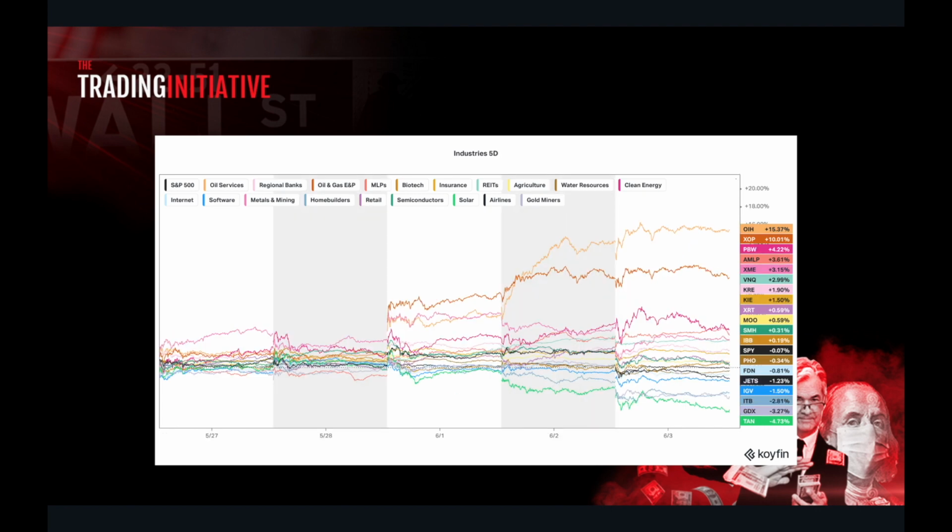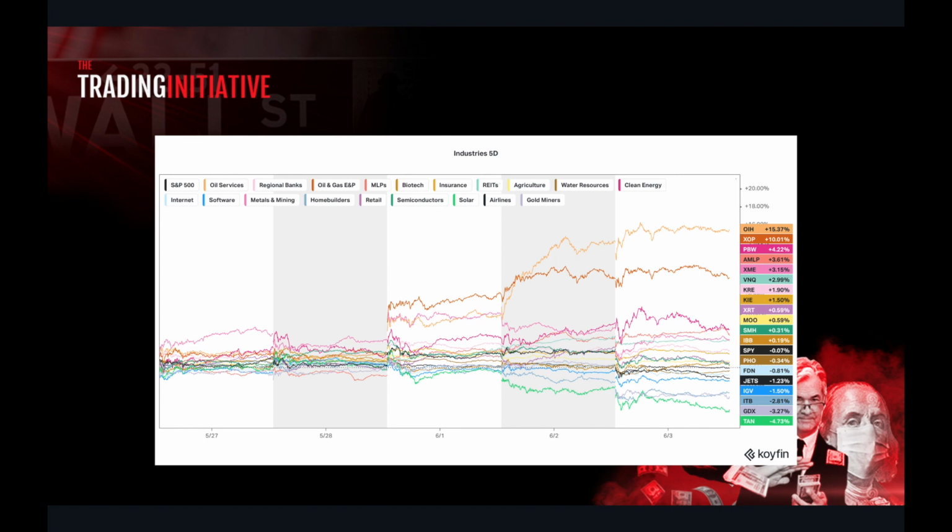Let's go even closer, 5 days. Now we're getting down to what I say, 5 days does not confirm a trend, but if something is moving in a certain direction over 5 days, pay attention, because it could be the very beginning of a manifestation of a trend change, right? So OIH and XOP, once again, 5 days up. PBW as well. So these are the 3 that stand out to me: PBW, XOP, and OIH.